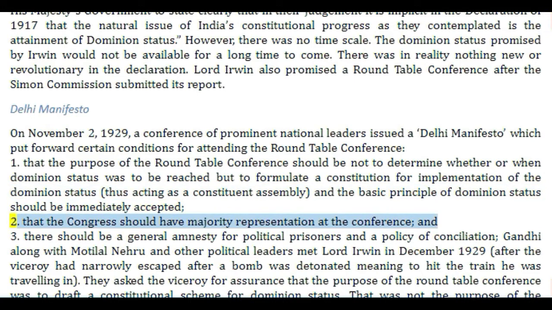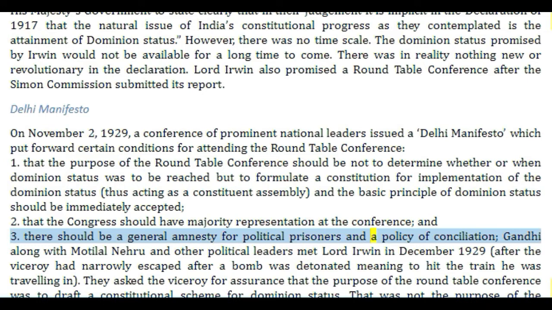2. That the Congress should have majority representation at the conference, and 3. There should be a general amnesty for political prisoners and a policy of conciliation. Gandhi along with Motilal Nehru and other political leaders met Lord Irwin in December 1929, after the Viceroy had narrowly escaped after a bomb was detonated meaning to hit the train he was travelling in.